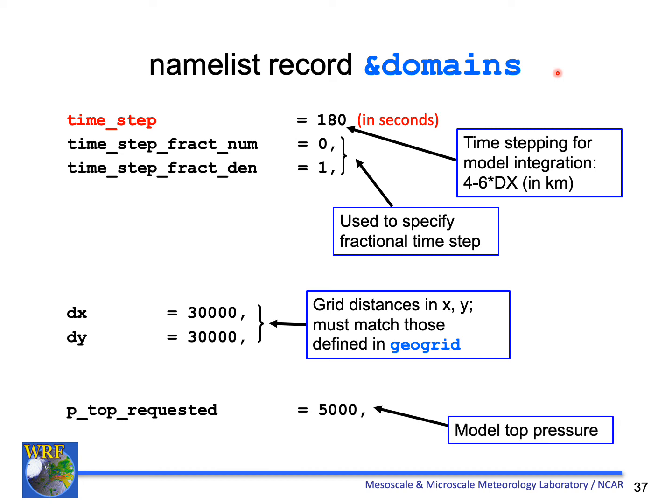The last variable on the slide is the model top pressure in unit of hectopascals. Make sure the data processed in metgrid has data at this level. 5,000 pascals is the recommended lowest model top, which is about 20 kilometers high above sea level.